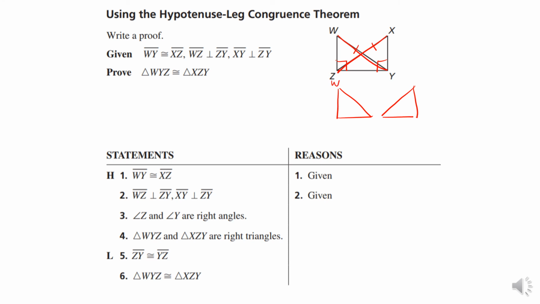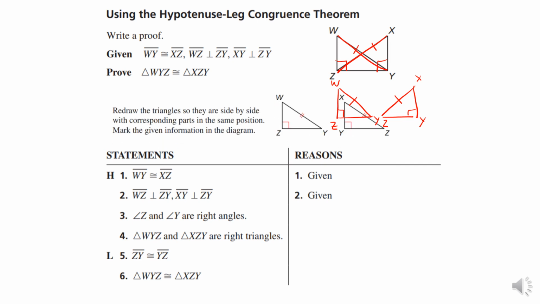I often suggest this to students because it helps them see it a little more clearly. So we have W, Y, Z, and we have X, Y, Z. Now what I want you to notice is that you've got WY congruent to XZ. You've got these two right angles. What is left that we could say is congruent? So first we put the givens down. Then we say that angle Z and angle Y are right angles by the definition. Oh, so they redrew them for you.